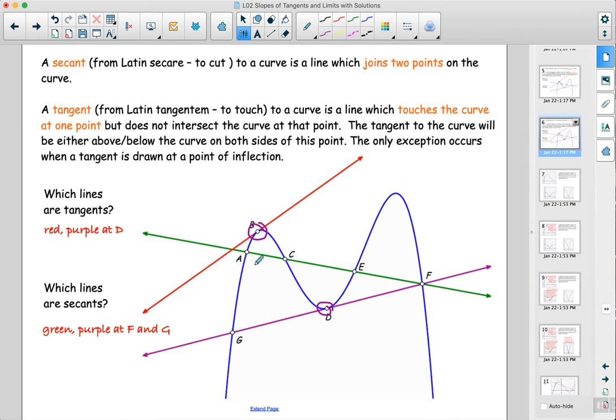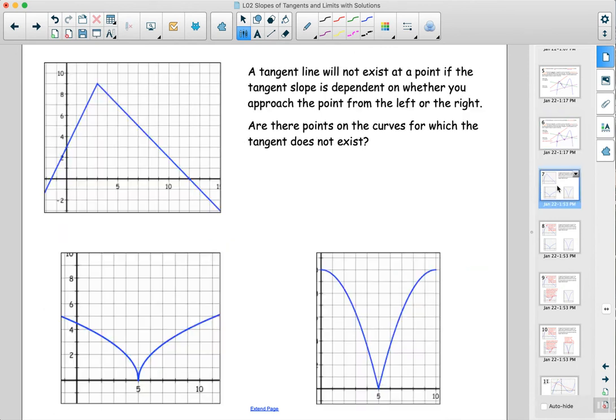Which lines are secant? Well, the green line is entirely a secant line everywhere. The purple line is secant at G here. That's a point of intersection, and secant at F, but tangential at D. And the red line is only touching right there, so it's only a tangent line. So red can be viewed solely as a tangent, green solely as a secant, purple can be interpreted as either a tangent or a secant.